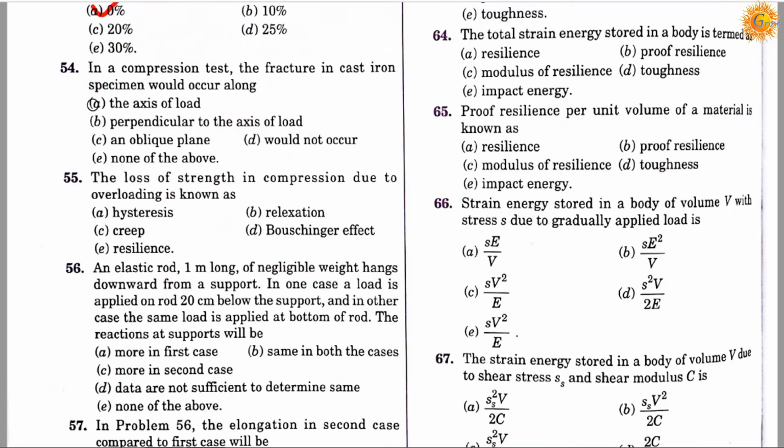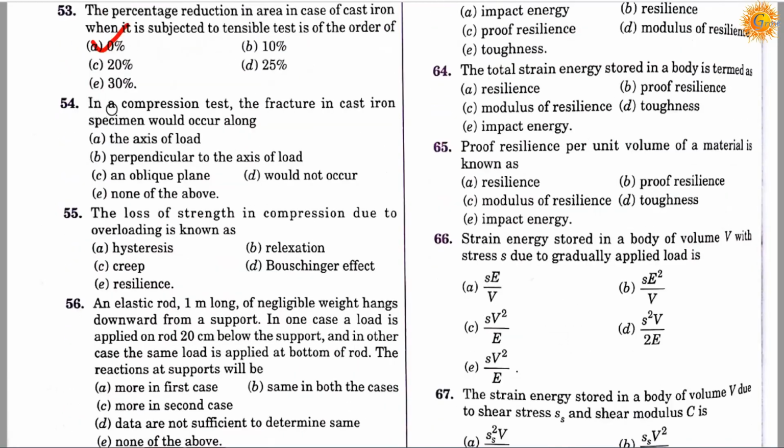Question number 54. In a compression test, the fracture in a cast iron specimen would occur along: option A, the axis of load; option B, perpendicular to the axis of load; option C, an oblique plane; option D, would not occur; and option E, none of the above. Correct answer is C, it will occur on an oblique plane.